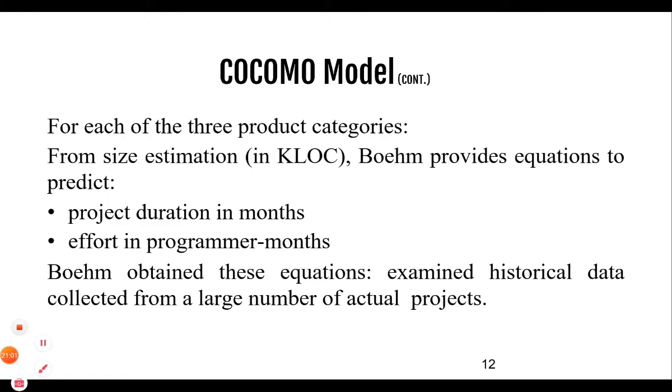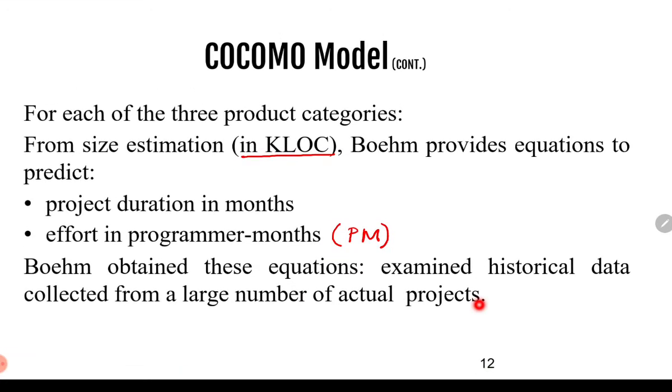So talking about the COCOMO model, for each of the three product categories, from size estimation, which is lines of code, Barry Boehm provides equations to predict project duration in months and effort in programmer-months. So this has a unit known as programmer per month, and project duration in months, which is the duration of the completion of the project. Boehm obtained these equations by examining historical data collected from a large number of actual projects.